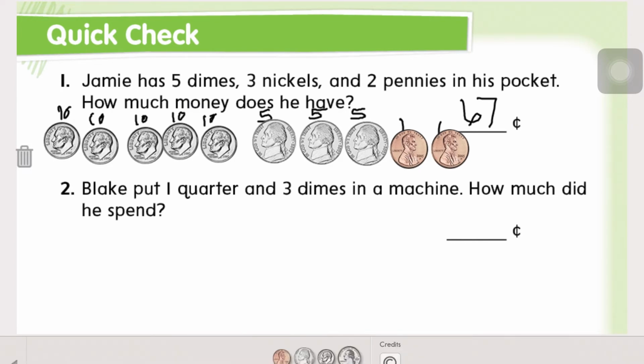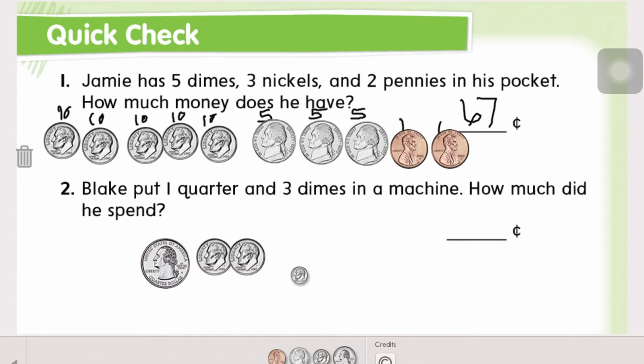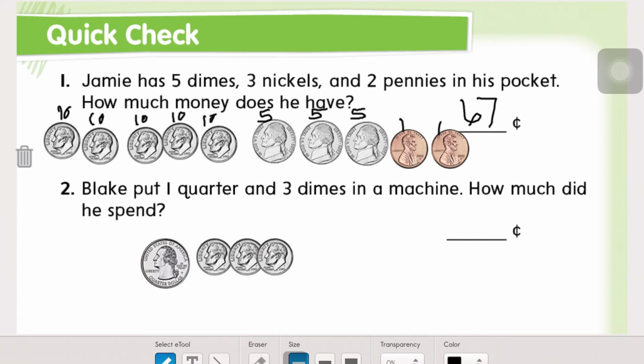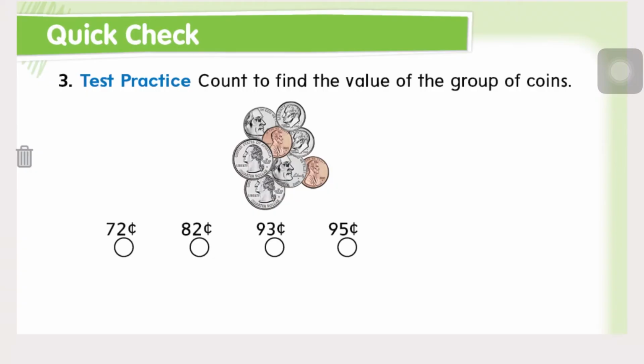Number 2, Blake put 1 quarter and 3 dimes into a machine. How much did he spend? So again, let's identify the amount. 25, 10, 10, 10. I'm starting with 25. We always start with the biggest number first because it's easier to add on smaller numbers. So 25 plus 10 is 35, 45, 55. Blake put 55 cents into the machine.